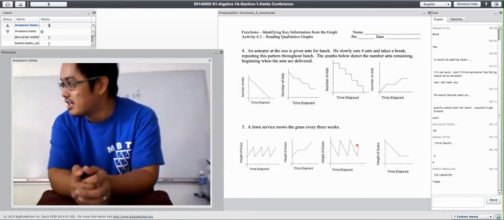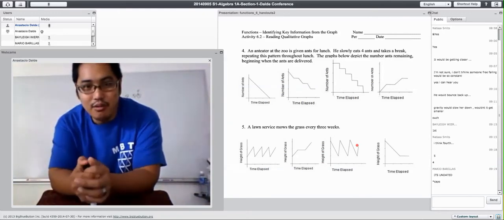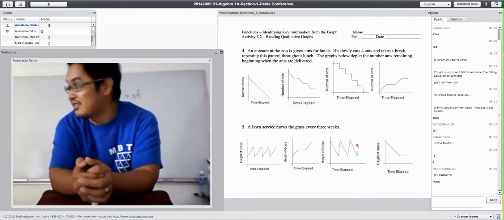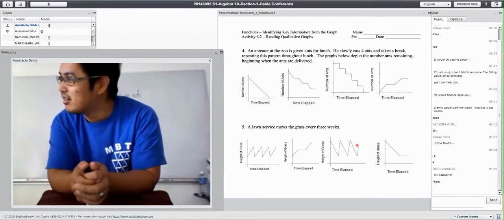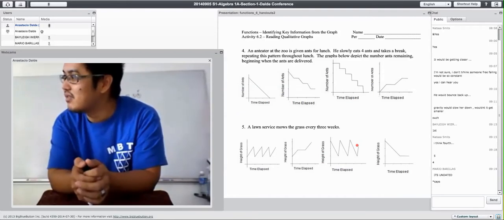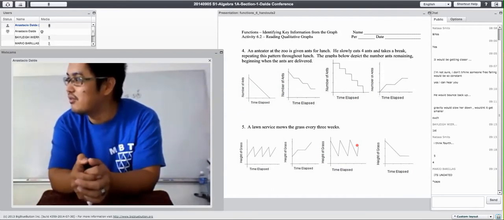Natasha says she wants me to do number 5. Wait, number 4. So let's do number 4. That's what she said. 5, and then she put 4. All right. An anteater at the zoo is given ants for lunch. He slowly eats 4 ants and takes a break.